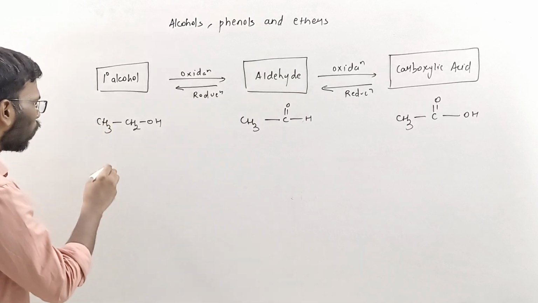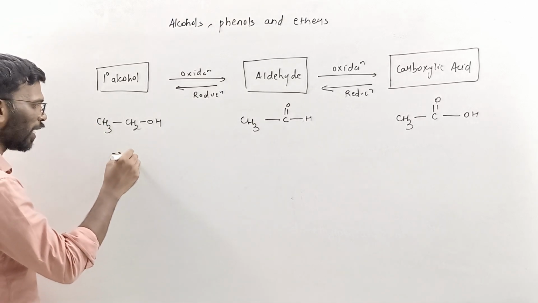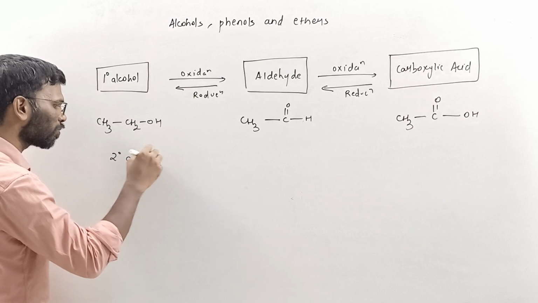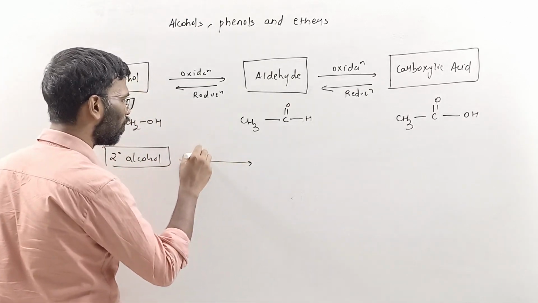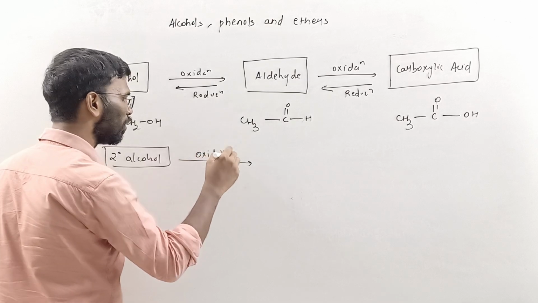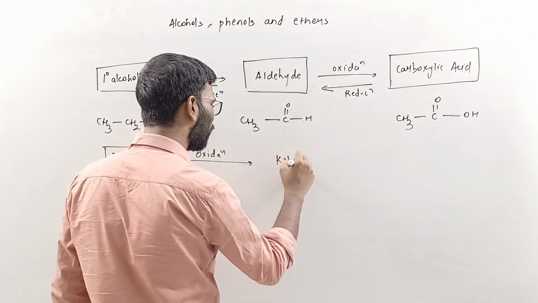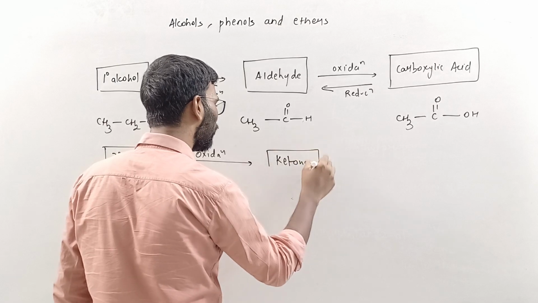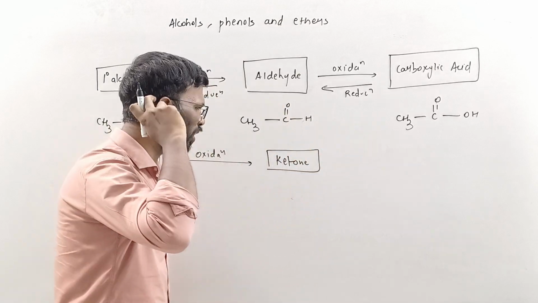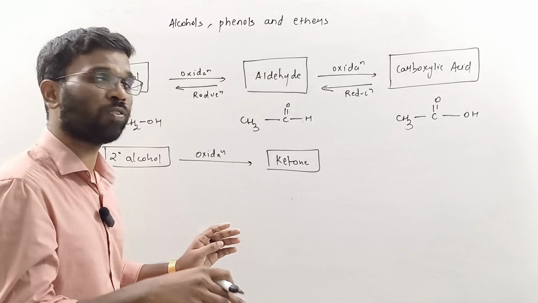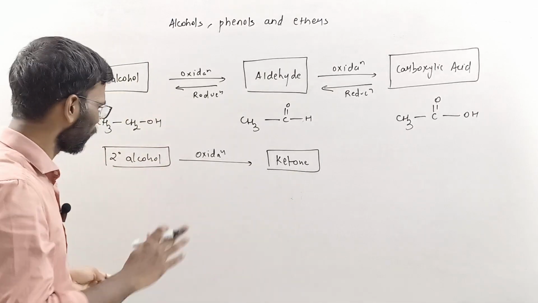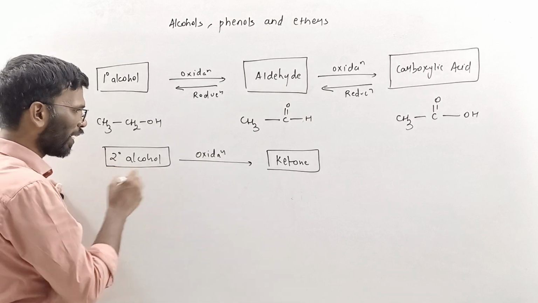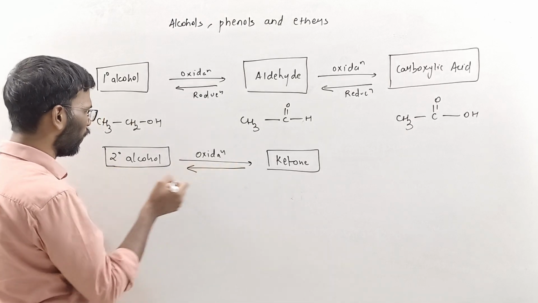Right? Now the other thing is, what if it is a secondary alcohol? If you oxidize a secondary alcohol, you get a ketone. Further oxidation is possible, but if you want to generalize this concept, generally we remember only this much. So a secondary alcohol gives a ketone, and if you reduce a ketone, you will get a secondary alcohol.